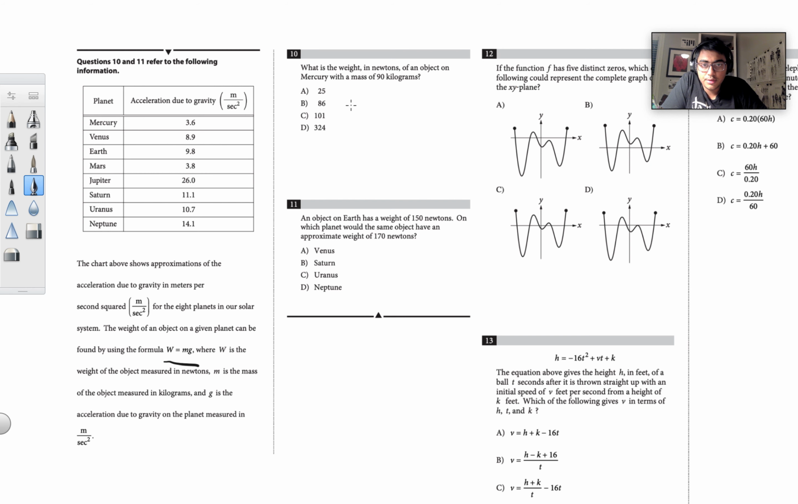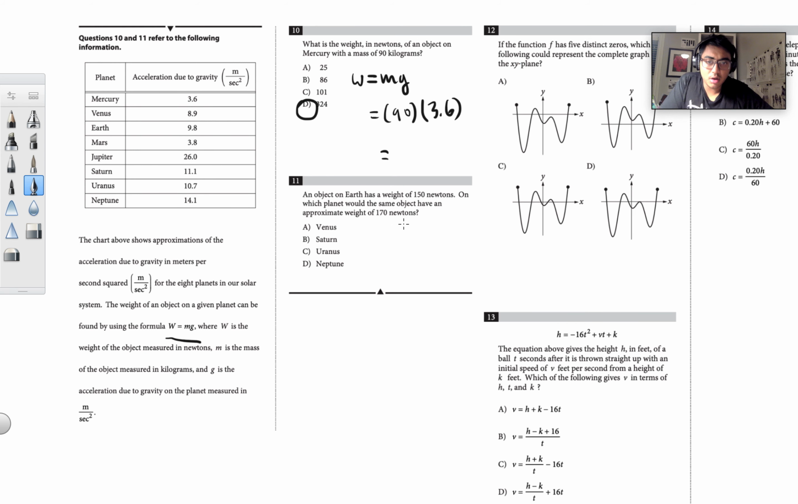Alright, so we know the equation is W is equal to mg. We're given 90 kilograms. Now we just have to find g. So if you look at the graph or the table, g in this case would be 3.6 for Mercury. So it would be 90 times 3.6, which is 324.